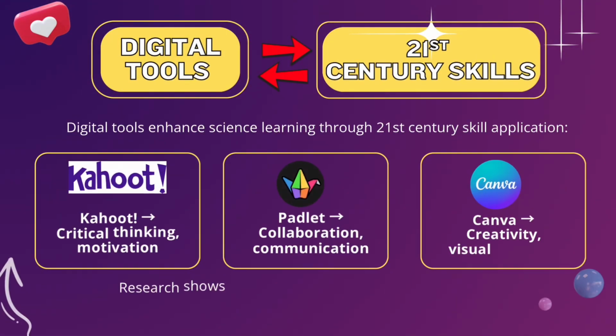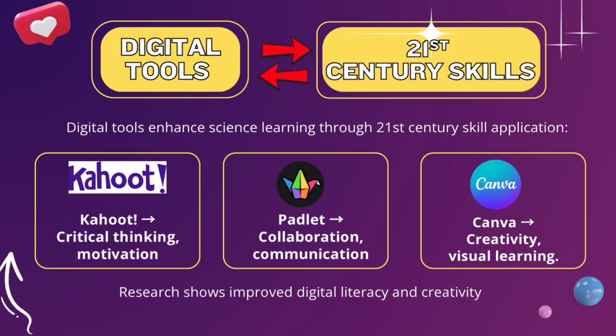This looks at how digital tools have developed 21st century skills in science learning. Digital tools and 21st century skills are closely connected. They support each other. When students use Kahoot, they are not just answering quiz questions. They are actually practicing critical thinking by analyzing questions quickly, and they stay motivated through the game-based learning format. Next, Padlet encourages collaboration and communication. Students can share their ideas, comment on each other's posts, and work together to build scientific understanding. Finally, Canva supports creativity and visual learning. It allows students to design posters, science journals, or infographics in a creative way, helping them express what they have learned visually. Overall, these tools make science learning more engaging and interactive.